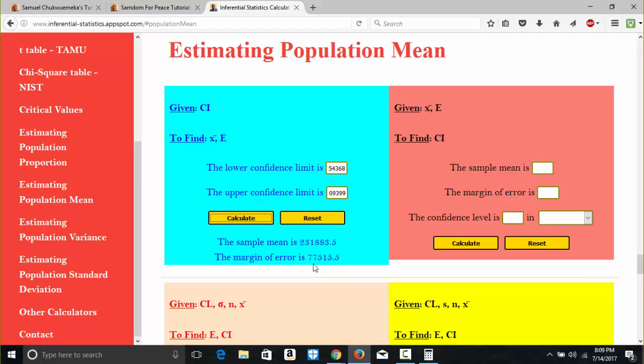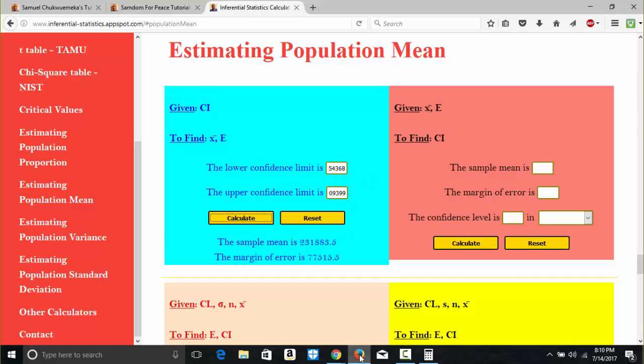So here the margin of error is 77,515.5. That is the one with the outlier. You can write it down somewhere. With the outlier, 77,515.5.